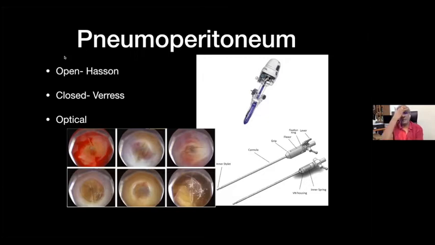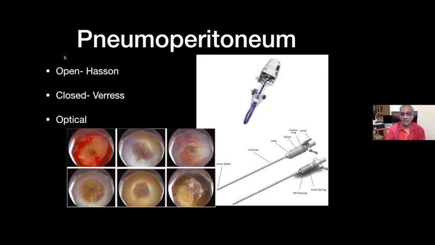If you are doing bariatric surgery, by the time you go into the abdominal cavity, you probably waste a lot of time. You need a big incision. You may have caused bleeding. So you need to learn how to use the Veress needle safely, as well as the optical trocar.